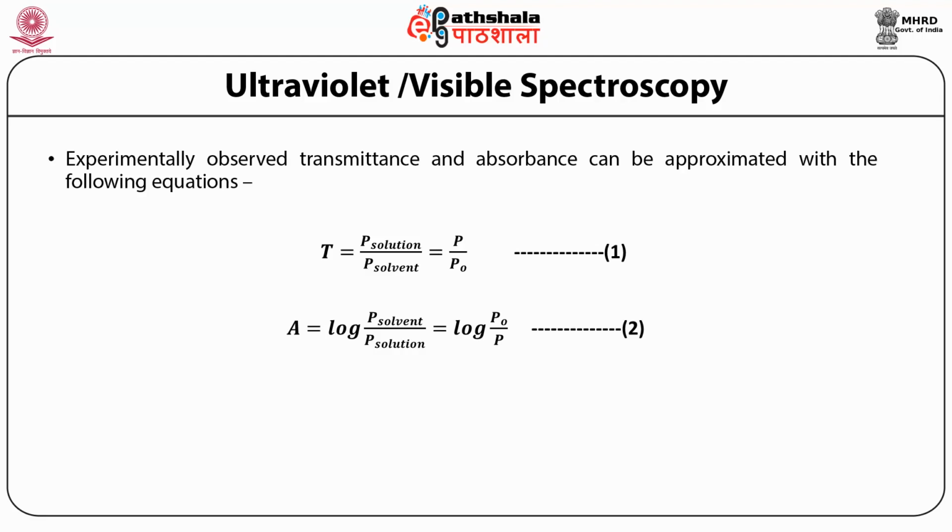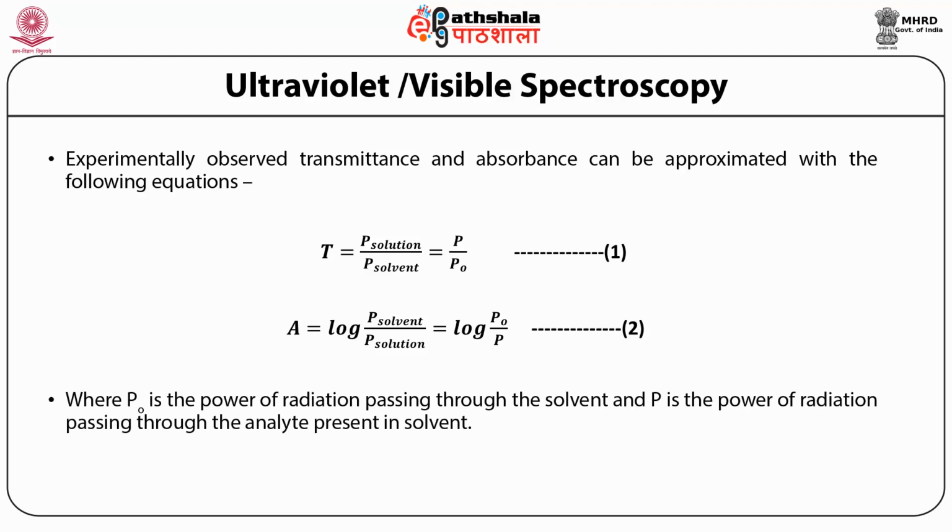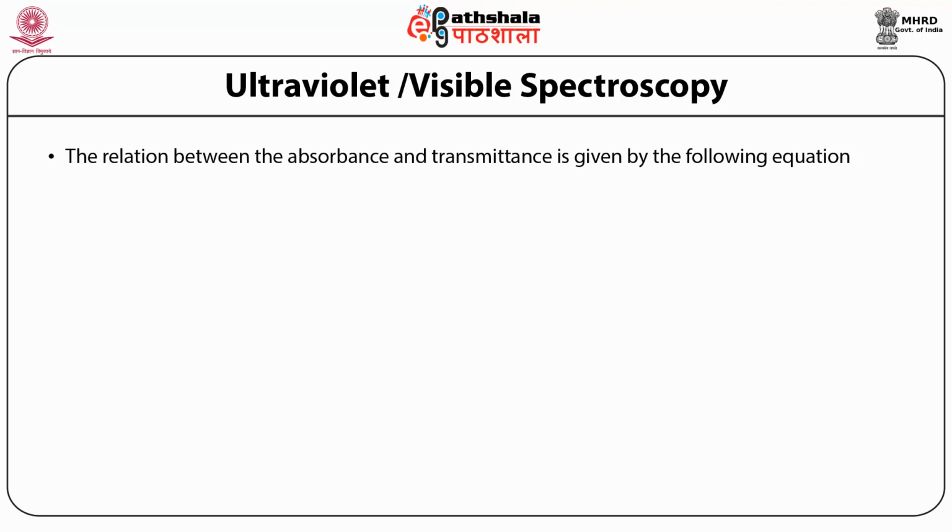which is equal to log of P naught by P. This is equation 2, where P naught is the power of radiation passing through the solvent and P is the power of radiation passing through the analyte present in the solvent. The relation between the absorbance and transmittance is given by the following equation. A, that is absorbance, equals 2 minus log of percentage transmittance.